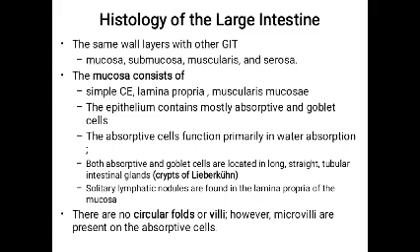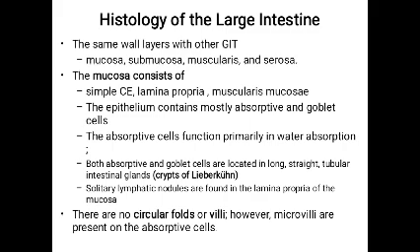Histology of the large intestine. The same wall layers with other gastrointestinal tract: mucosa, submucosa, muscularis and serosa. The mucosa consists of simple columnar epithelium, lamina propria, muscularis mucosa. The epithelium contains mostly absorptive and goblet cells. The absorptive cells function primarily in water absorption.